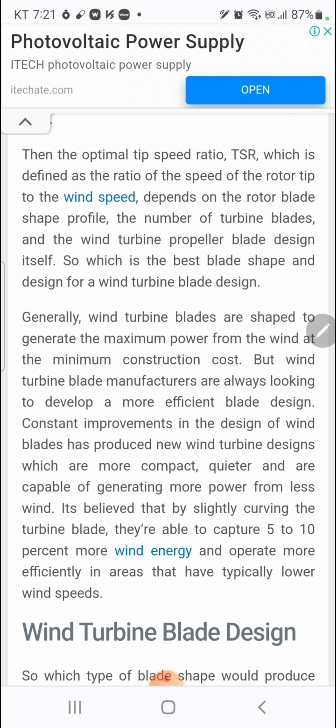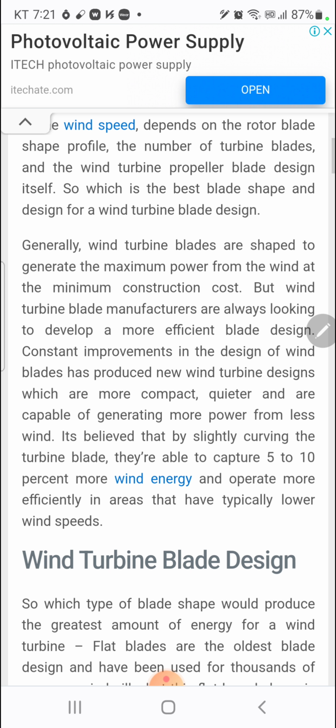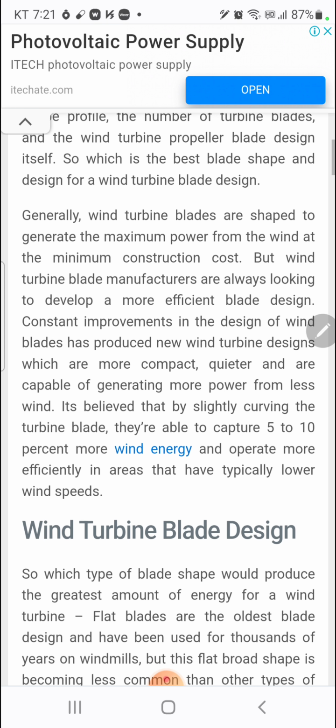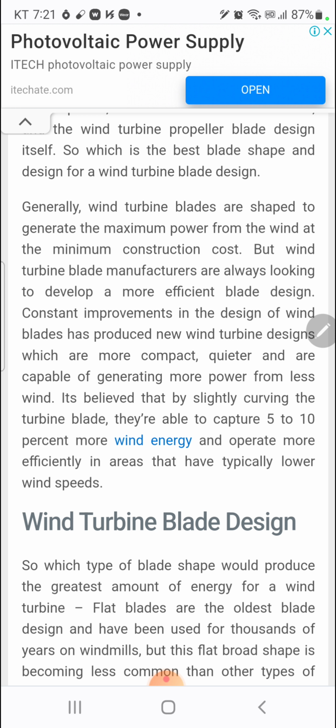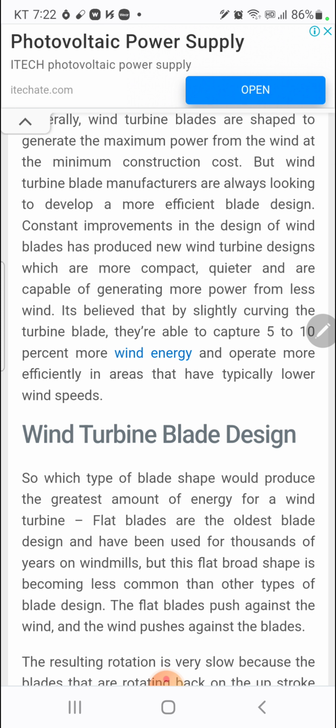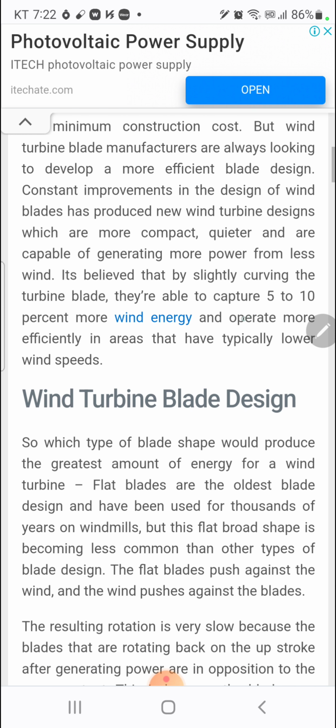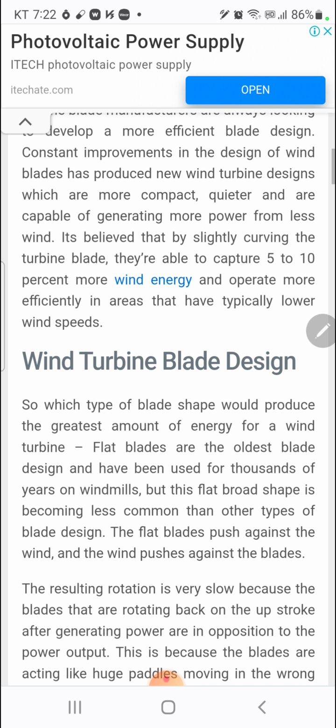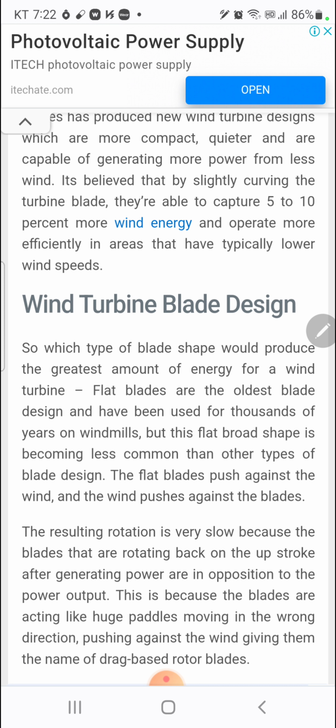So which is the best blade shape and design for a wind turbine blade? Generally, wind turbine blades are shaped to generate the maximum power from the wind at the minimum construction cost. But wind turbine blade manufacturers are always looking to develop a more efficient blade design. Constant improvements in the design of wind blades have produced new wind turbine designs which are more compact, quieter, and capable of generating more power from less wind. It's believed that by slightly curving the turbine blade, they are able to capture 5 to 10% more wind energy and operate more efficiently in areas that have typically lower wind speeds.